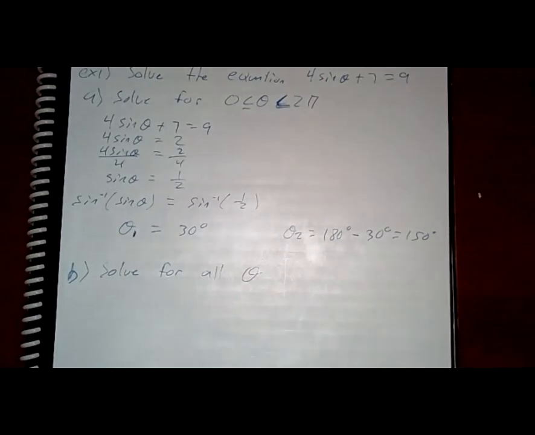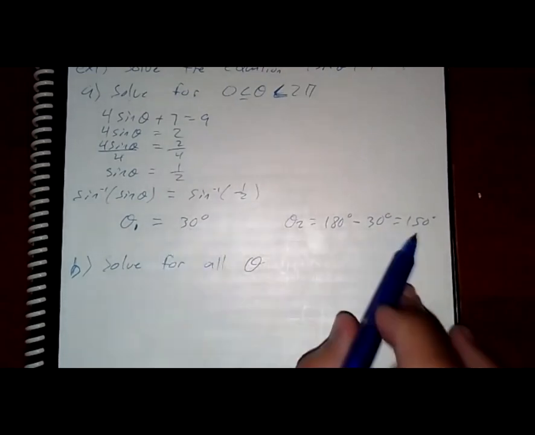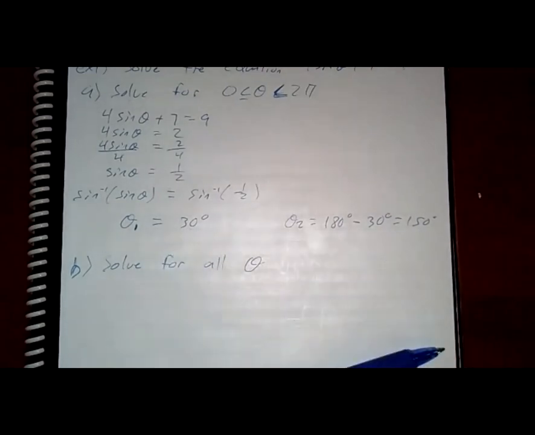So now this is saying solve for all theta. In other words, I am no longer restricting you to one revolution around the circle. I'm telling you, you have no restriction. You can go around the circle forever. So what you do is you use these solutions to help you out. Let's look at the circle to get an idea of what this means one more time.